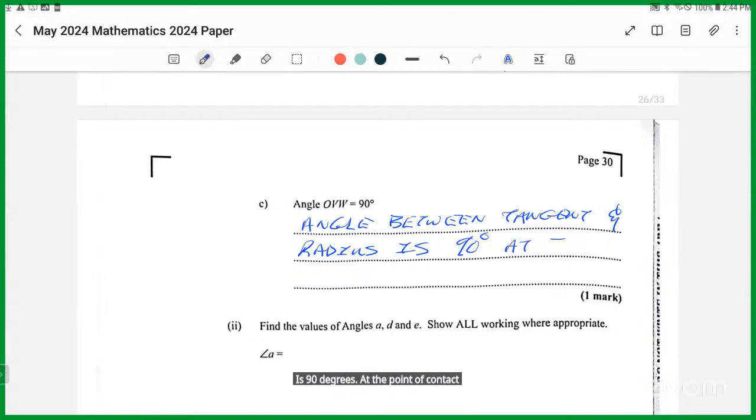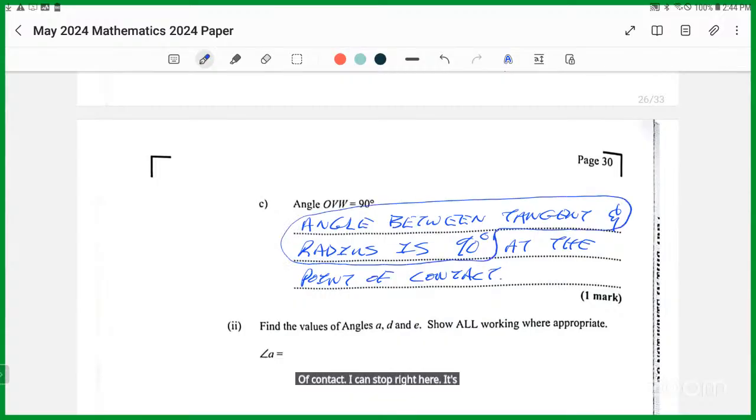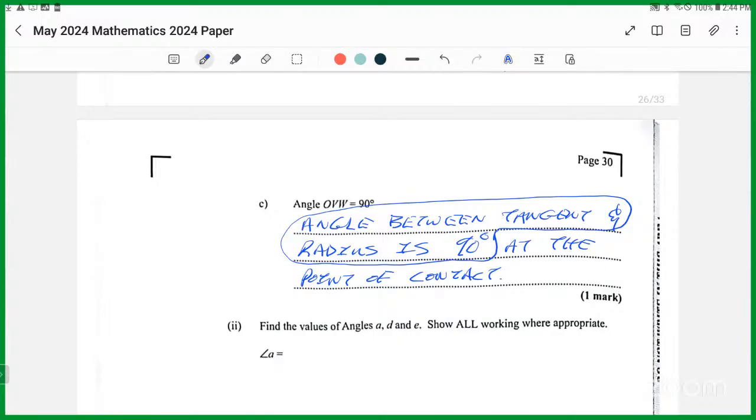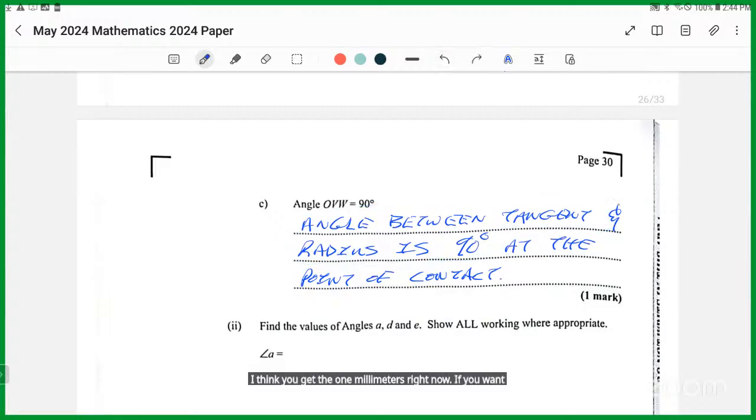At the point of contact. Now, if you stop right where the angle is 90 degrees, I think they give you a mark. We just write that alone. Angle between tangent and radius is 90 degrees. I think you get the one mark if you just write that. But if you want to be sure, add this part as well: at the point of contact. It's 90 degrees at the point of contact.